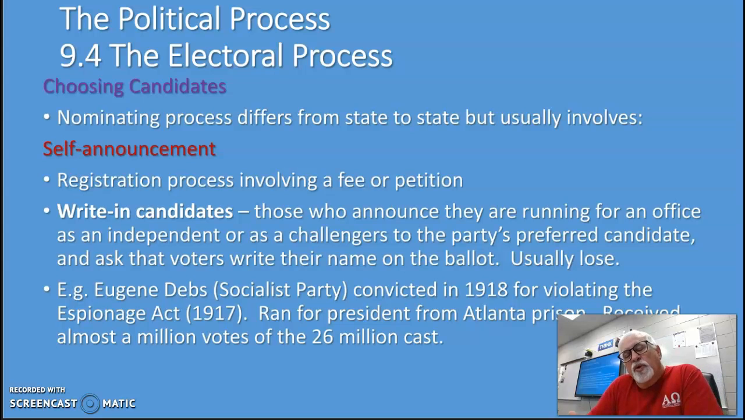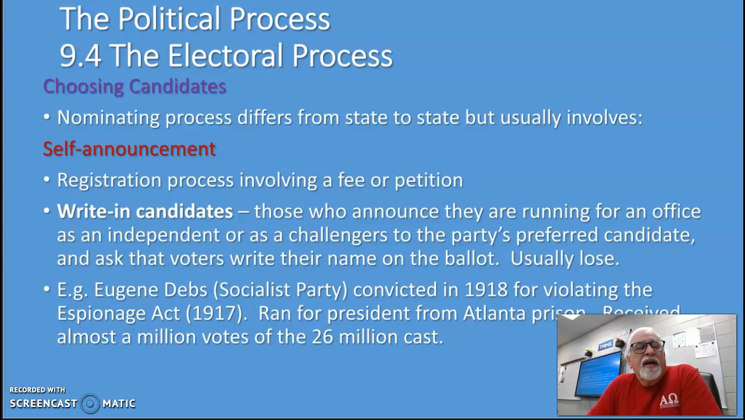Choosing candidates, well, the nominating process differs from state to state, but it usually involves this process. Self-announcement. Registration involves a fee. A person decides to run for office, they go to the courthouse, they pay a certain fee and put their name in the hat.